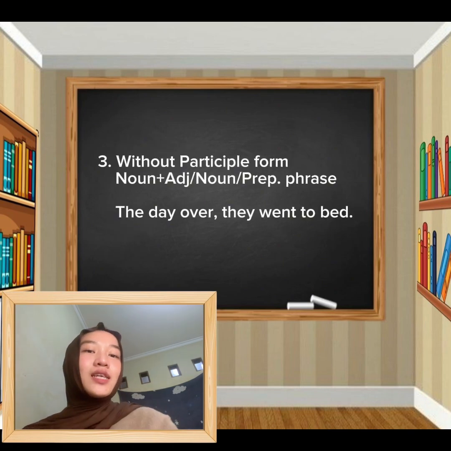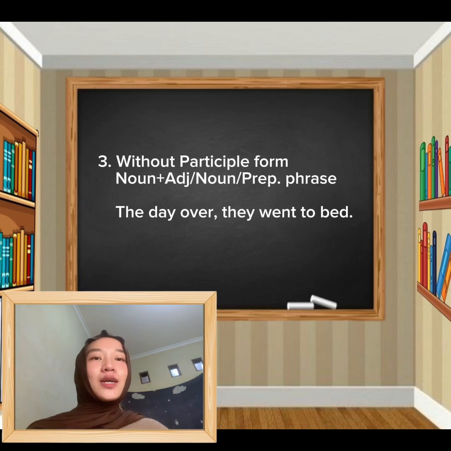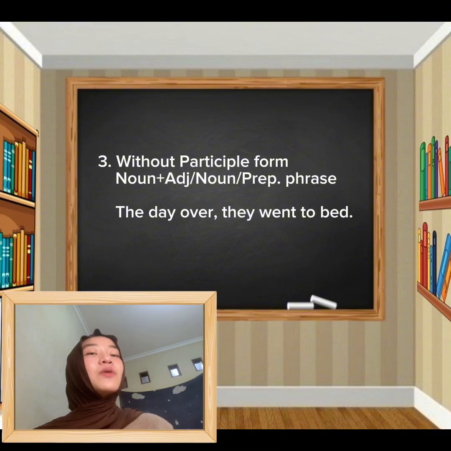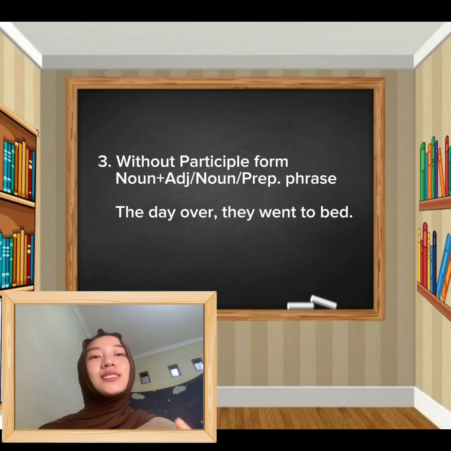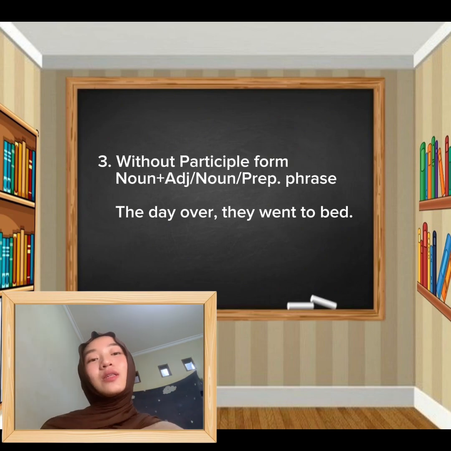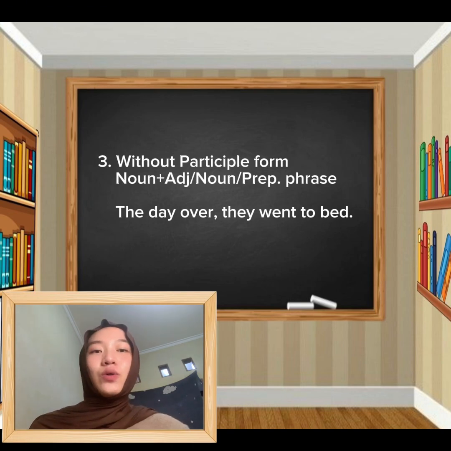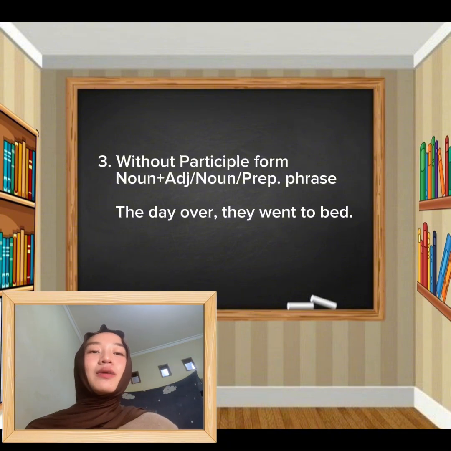Okay, and then the last one, we have the without participle form. It is noun or pronoun plus adjective or noun or prepositional phrase. The without participle form has no verb at all. It simply shows a state or condition. Okay, for example, the day over, they went to bed. At the first clause, we have the day over. The day over has no verb at all, but this is an absolute construction. They went to bed. This is the main clause.